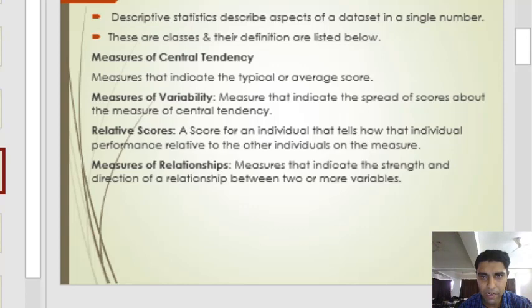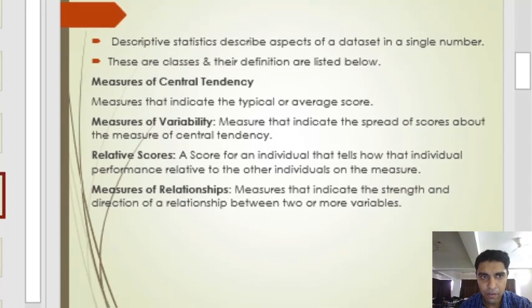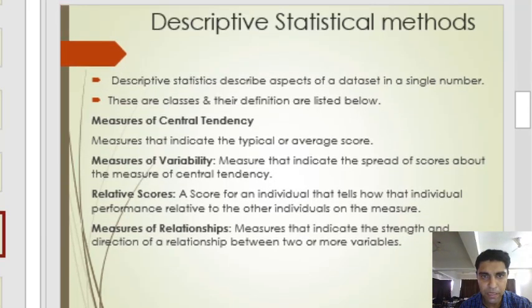Next topic, these are the statistical notations. Now we will see about the descriptive statistical methods. Descriptive statistics describe aspects of a dataset in a single number. These are classes and their definitions are listed below.